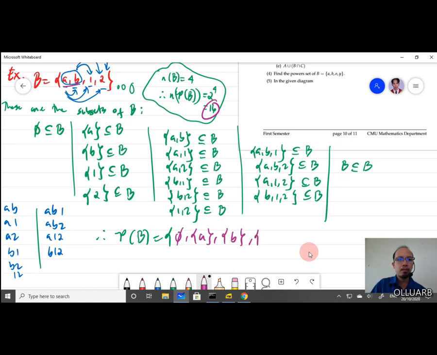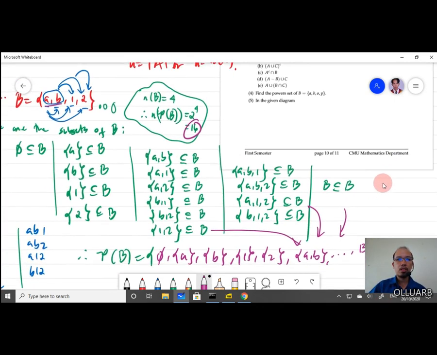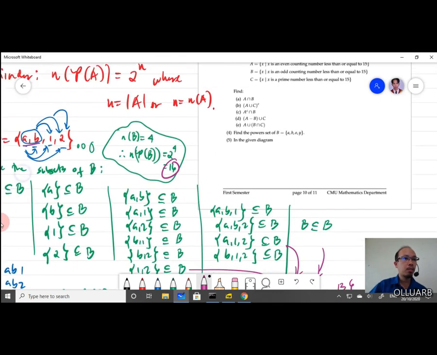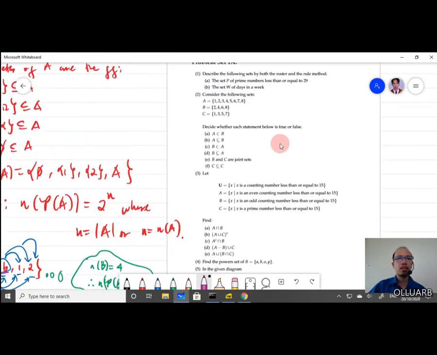B, 1, sorry, 2, and so on and so forth. So everything here, put it here. So there are 16 all in all. That's how you are going to get the power set of B.